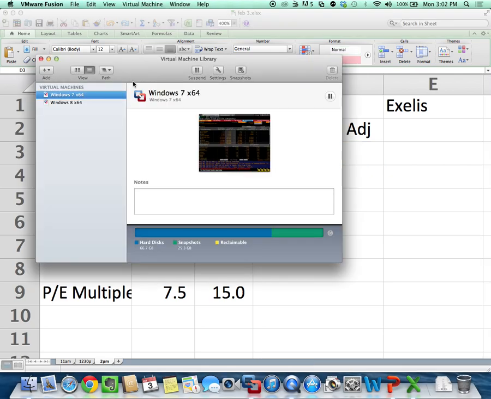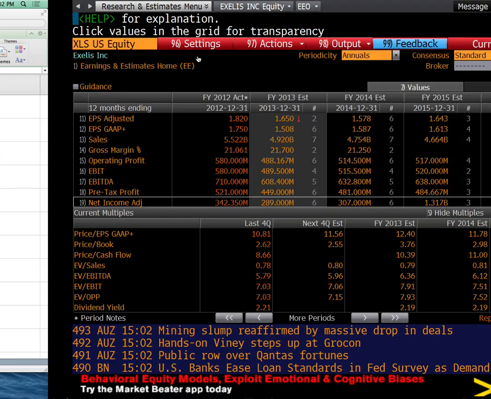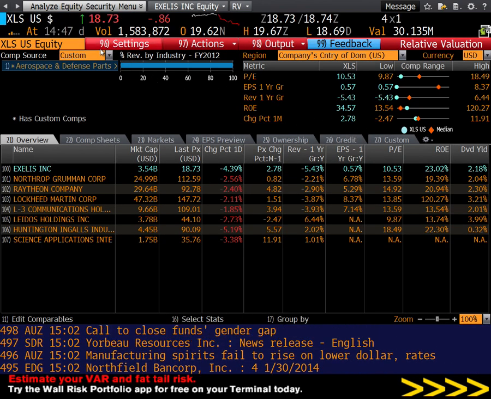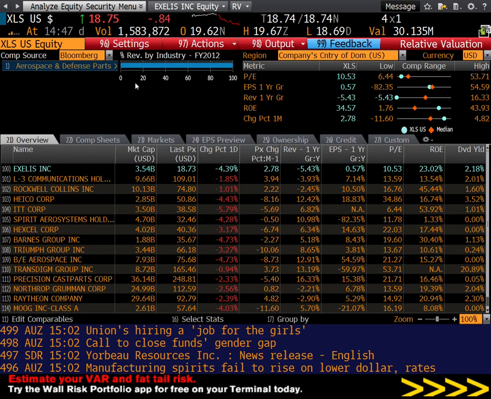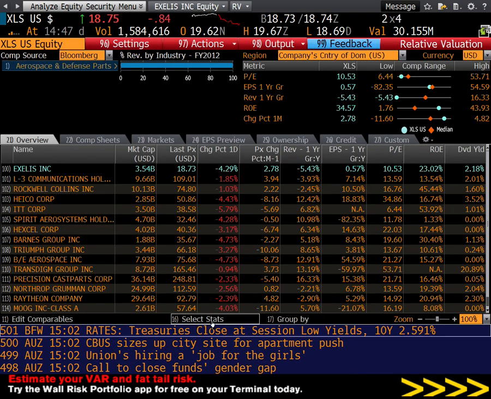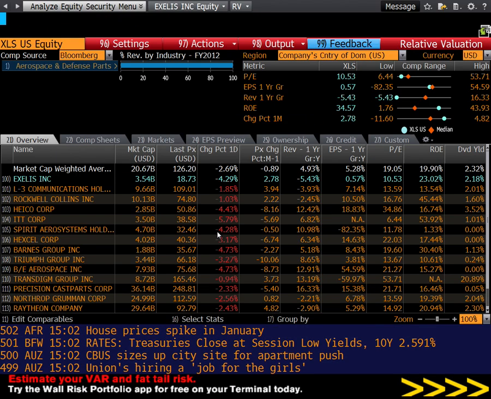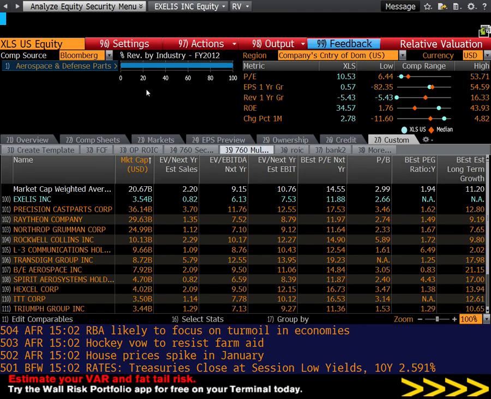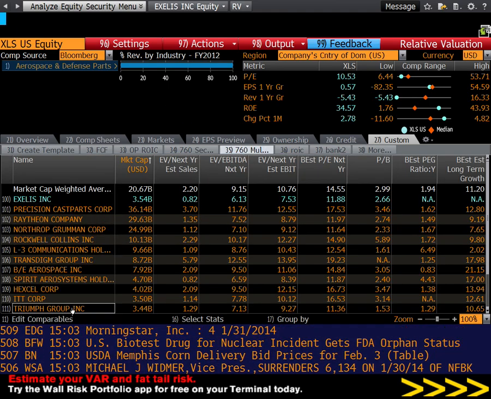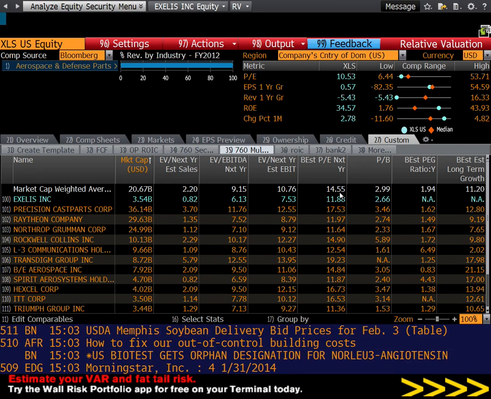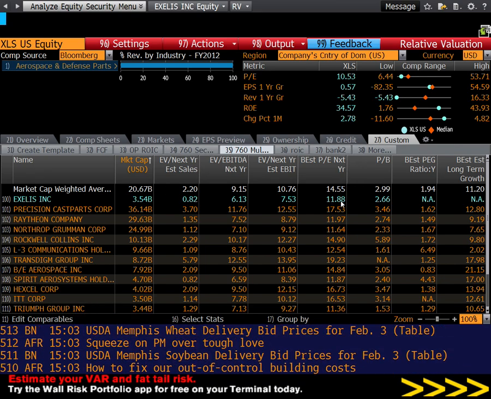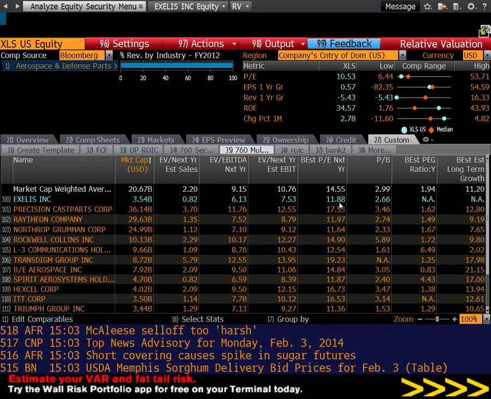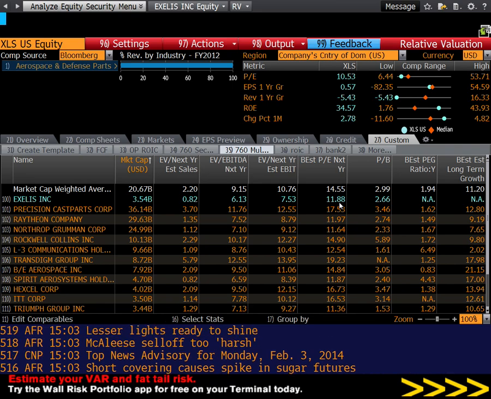Well, right now, for the PEs, I'll just go to a different screen real quick. I can look at Bloomberg peers for Excelis, select stats, market cap weighted average, and then go to my custom template that I'd previously created, which we'll show you later how to do. But here's a template of current multiples. So Excelis and all its Bloomberg peers: market PE 14.55. Their PE today 11.88. So that's the point. This is the discount. They're trading at a lower PE than the rest of the industry. Right? So now I'm trying to figure out why.